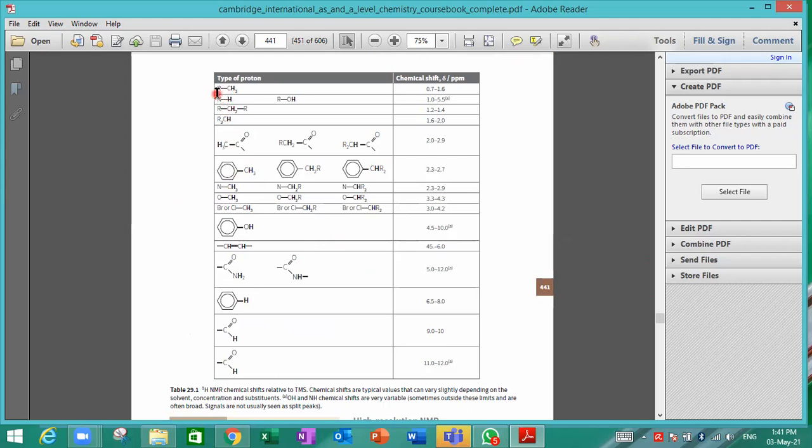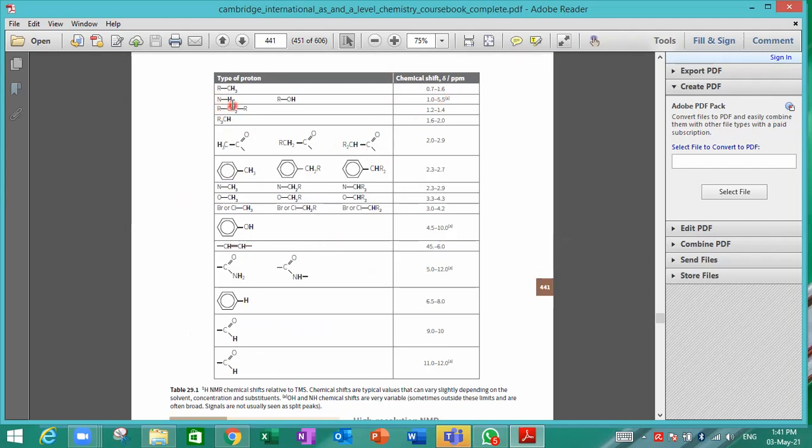Okay, it shows us that if we have a CH3 bonded to an R, we said before that R means a carbon. It's either one carbon or two or three or others. So here, if we have a CH3 that is bonded to a carbon, then the hydrogens of this CH3 would appear at the chemical shift between 0.7 to 1.6 parts per million.